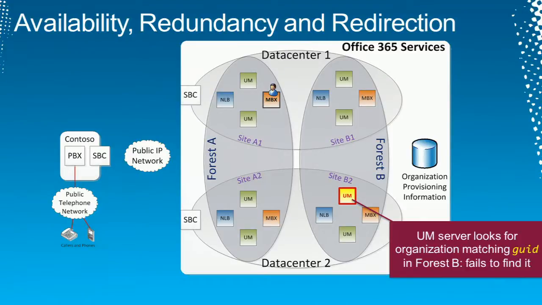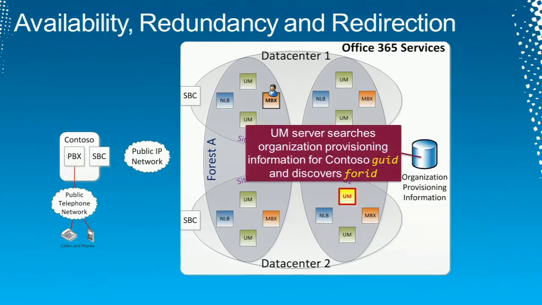And Active Directory says, I don't know who Contoso are. I've never seen this GUID before. So then the server, which would otherwise be stuck, goes to organization provisioning information, which is actually outside the forests, and says, OK, tell me which forest I should send this call to, given that the call is for this tenant, Contoso. So here's a globally unique ID. Give me a forest ID.